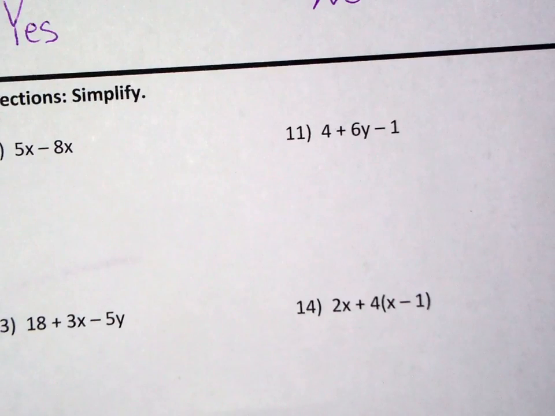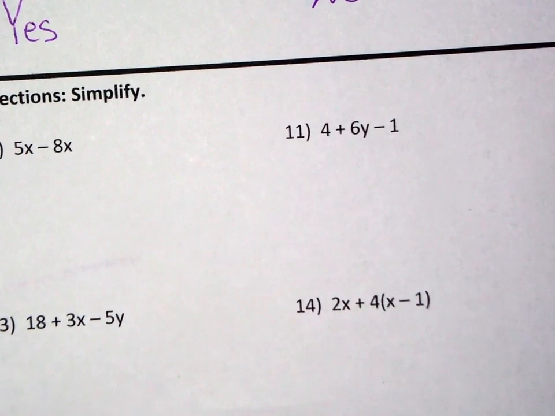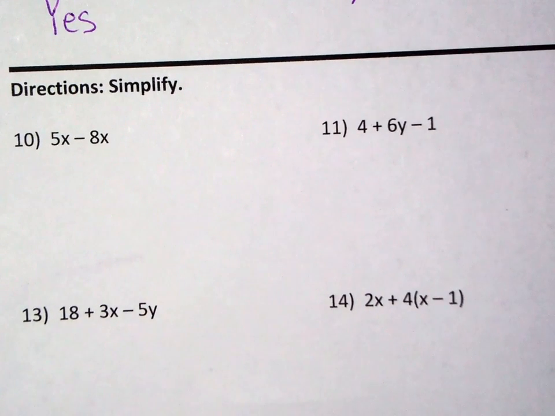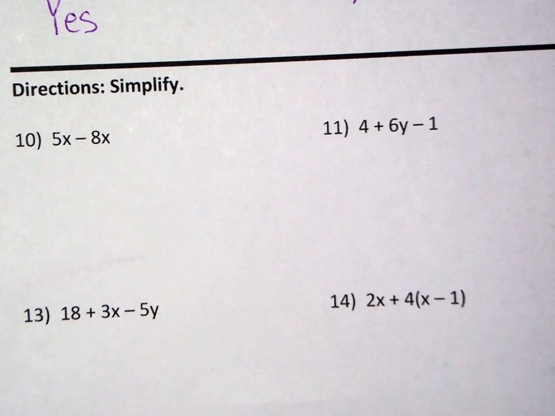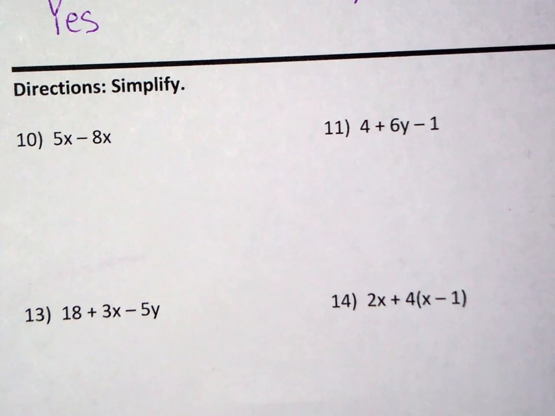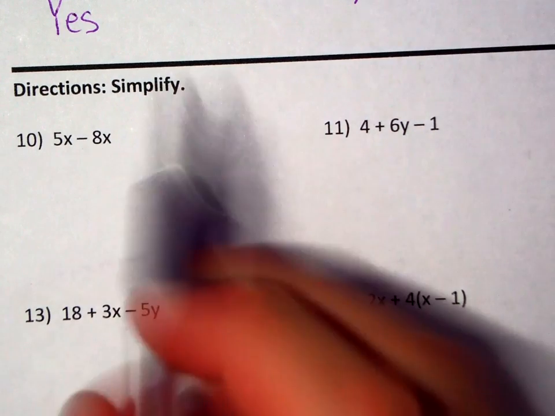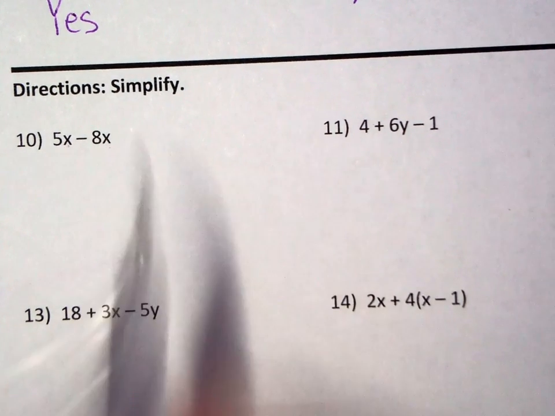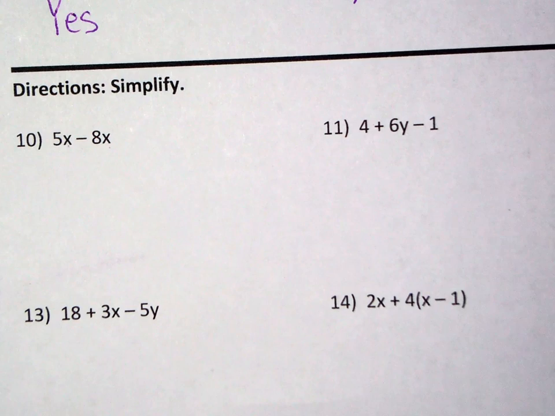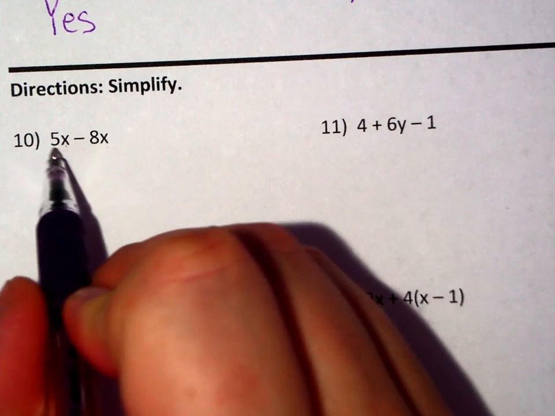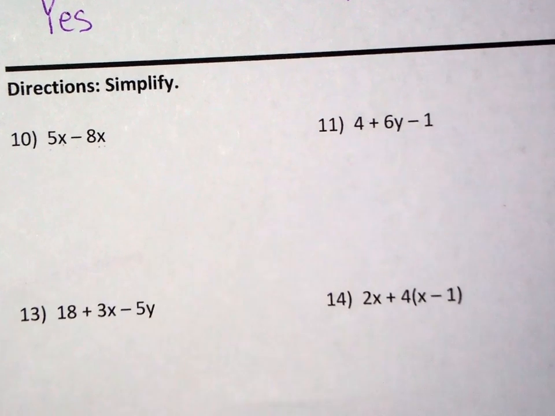Now let's look at some examples of simplifying expressions. We have 5x minus 8x. And again, we're getting back into adding and subtracting integers, so you need to be careful with your integer rules. We do have like terms. Both of those coefficients have a variable x on them. And so we can simply find the difference between the two, keeping the sign of the larger absolute value number.